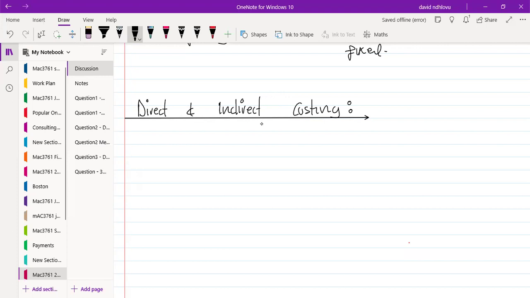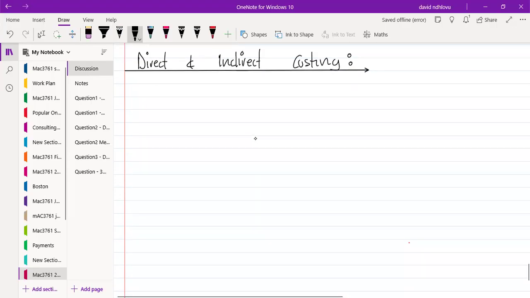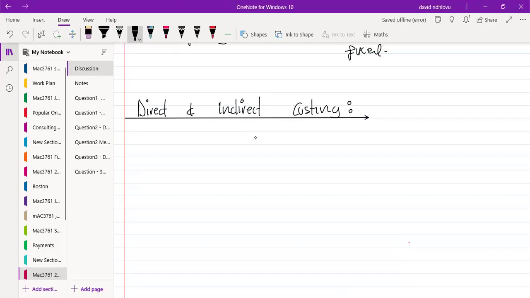Right, we have done an hour and a half. Let's take a 5-minute break, smoke break. When we come back, we then do another 1 hour, 30 minutes on direct and indirect, and we'll do a question here as well. So 5 minutes, let's come back at 10:15. Let's make it 10:15, and then we do the direct and indirect costing. Thank you.